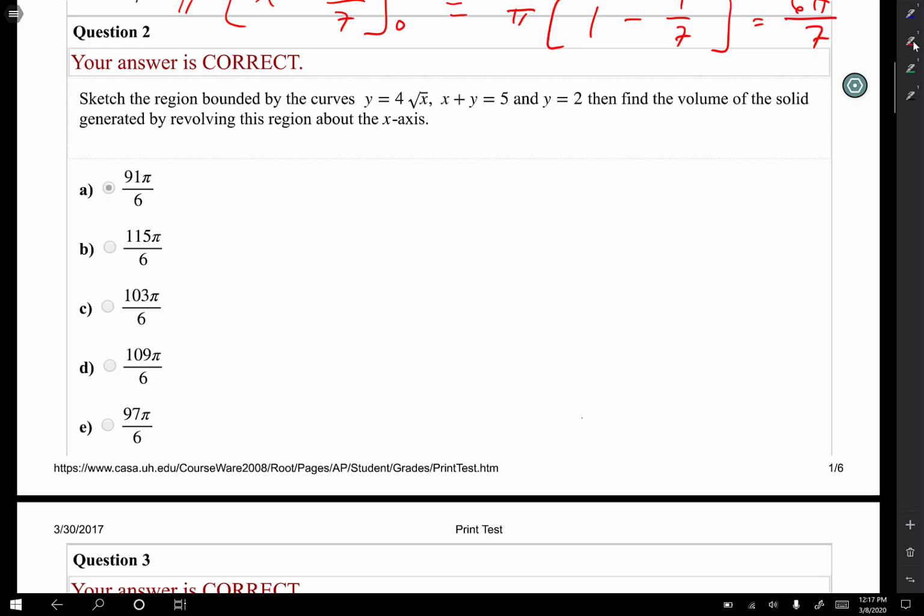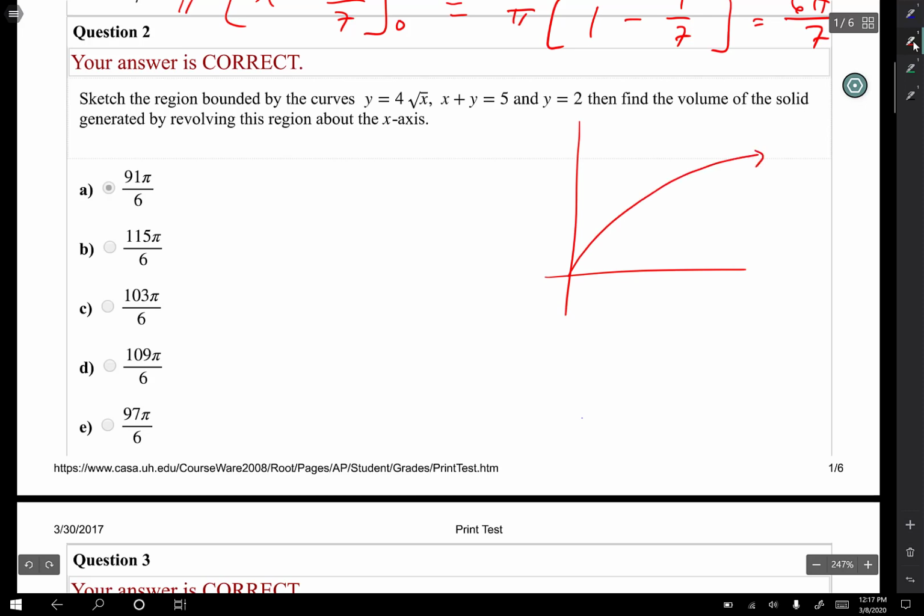It says, sketch the region bounded by the curves y equals the fourth root of x, x plus y equals 5, and y equals 2. Then find the volume of the solid generated by revolving this region about the x-axis. So your first job is to sketch this region. You might want to put it in the calculator, but I think you can do it without one.